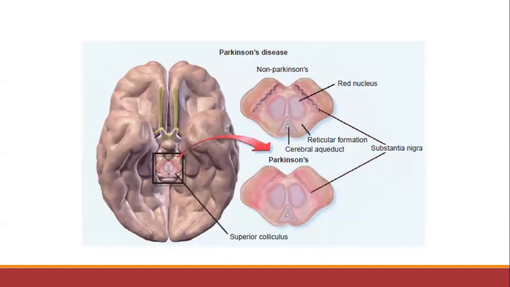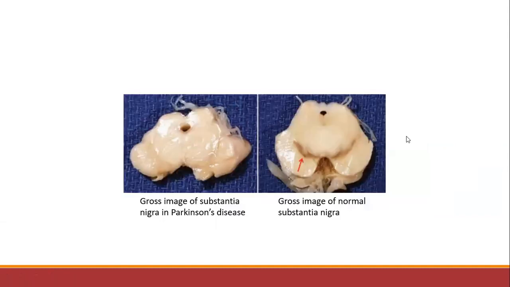So this is the gross image where you can see that in the first image, you have the normal substantia nigra, and here in the patient with Parkinson's disease, there is loss of the dopaminergic neurons. So again, this is a gross image which is showing the normal substantia nigra, and the substantia nigra in a patient with Parkinson's disease.